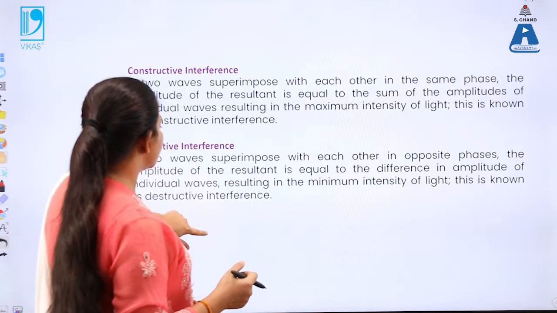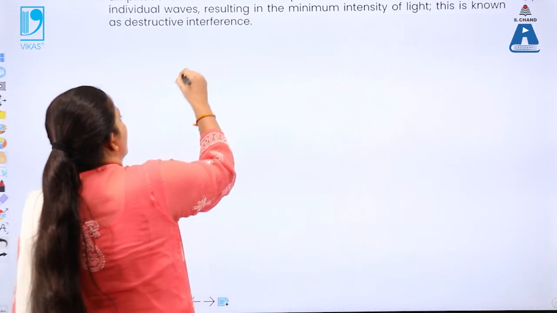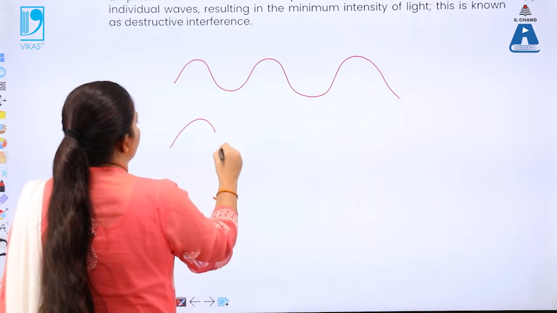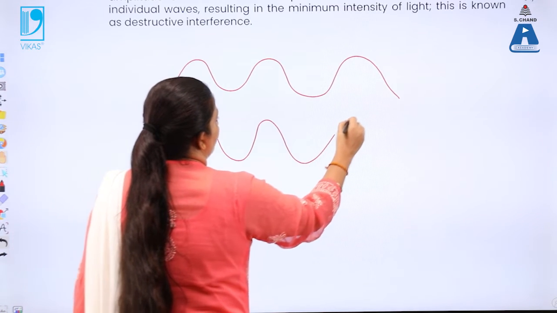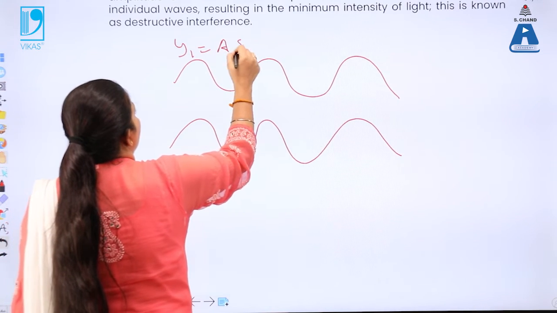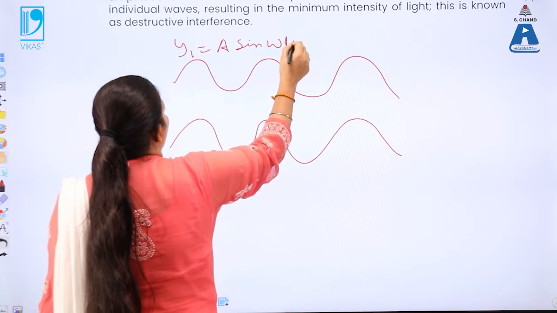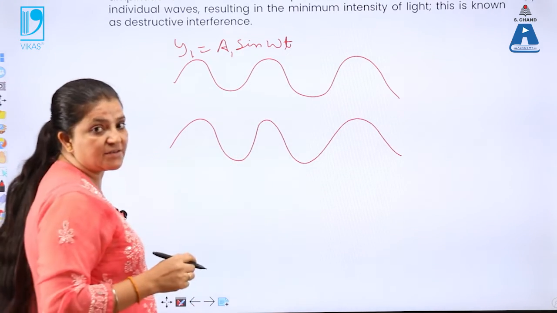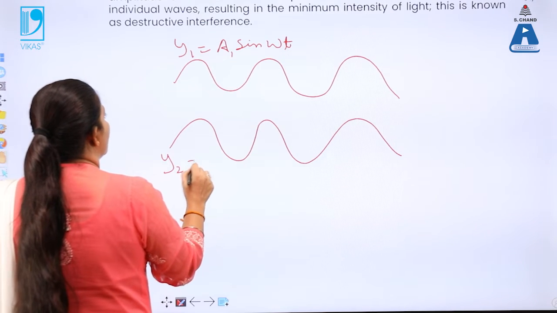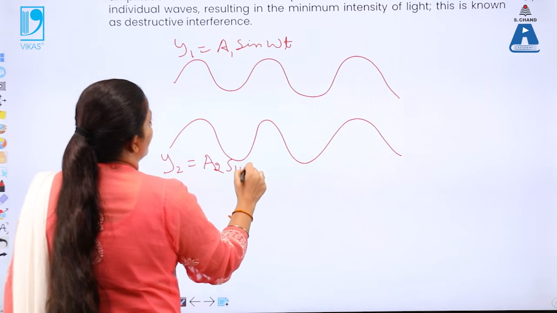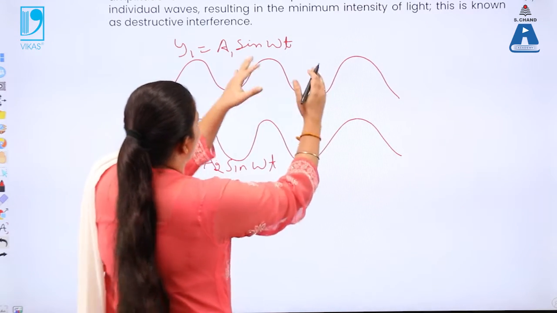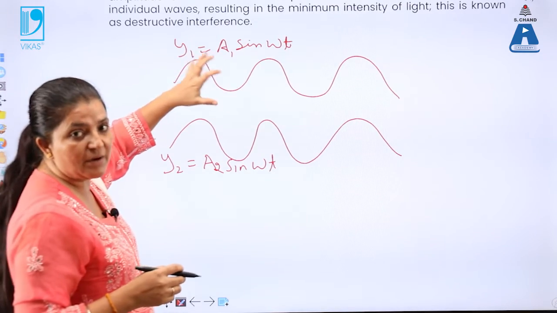That means for the constructive interference, now if this is one wave and this is the second wave, here y1 is given as a1 sin omega t. Now the two waves must have the same phase over here. So this omega t represents the phase that will be the same. Now y2 equals a2 sin omega t, phase means this must be the same for both the waves. They can be of different amplitude.